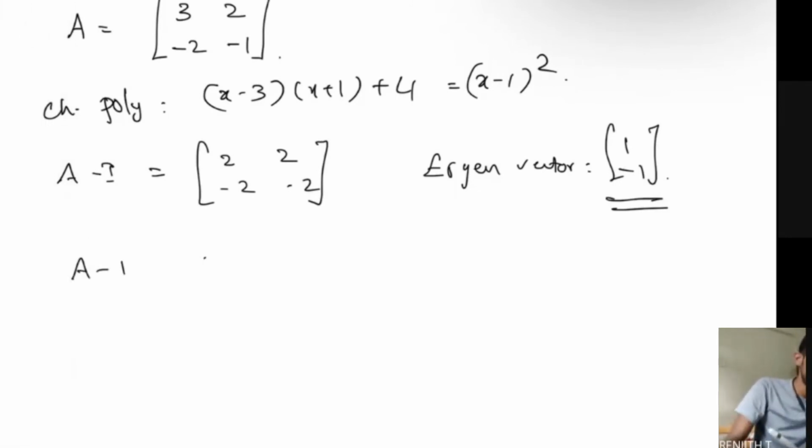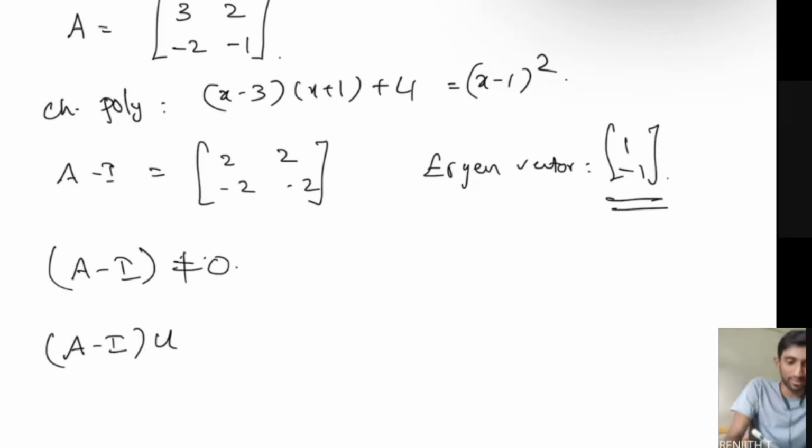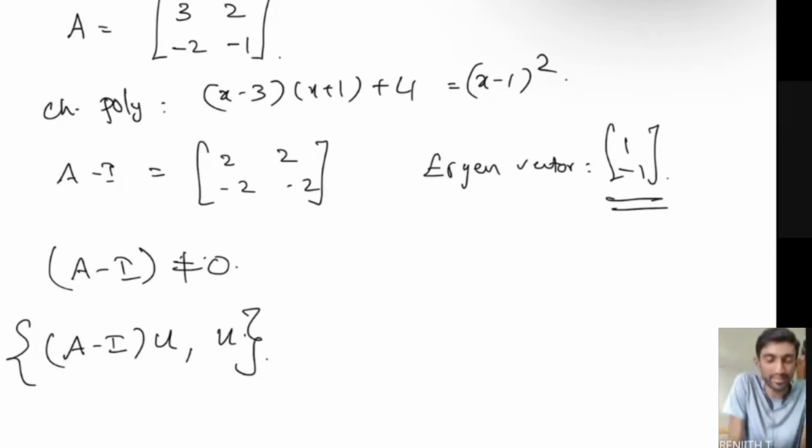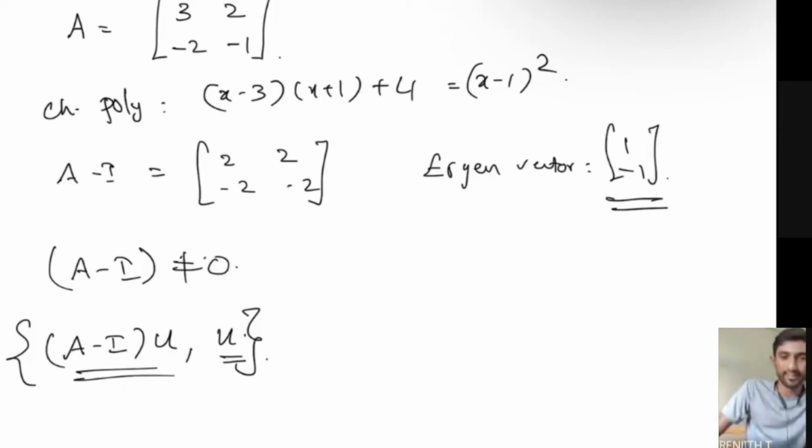We know that A minus I is not equal to 0. If it is equal to 0, this matrix must be 0, right? So this is non-zero means A minus I is not equal to 0. So how to find out the basis for Jordan canonical form? You will get an element U such that A minus I times U is non-zero, and then that U. This was the basics, right? You remember? Yes, sir. So this was the eigenvector and this is a generalized eigenvector. So this is how we are creating the basis. So here also we need to find the U such that A minus I times U is non-zero.